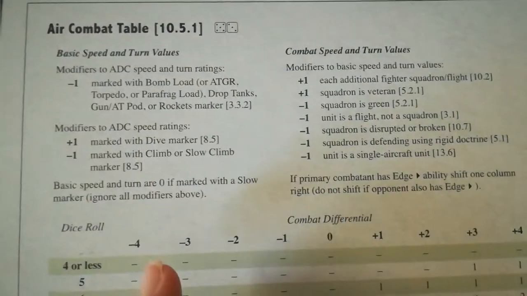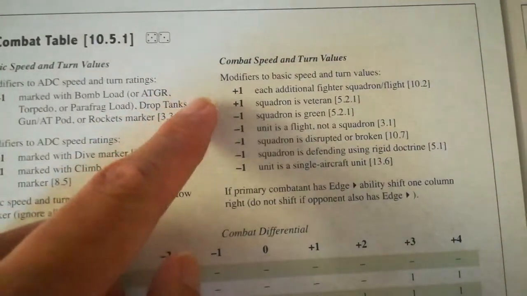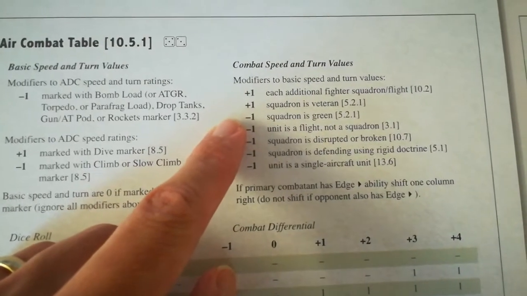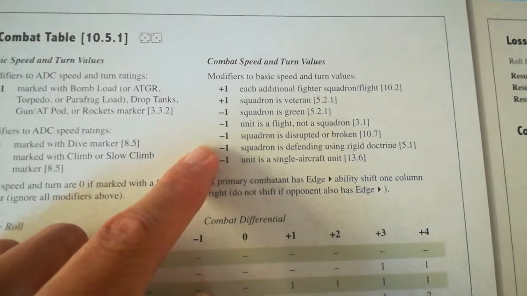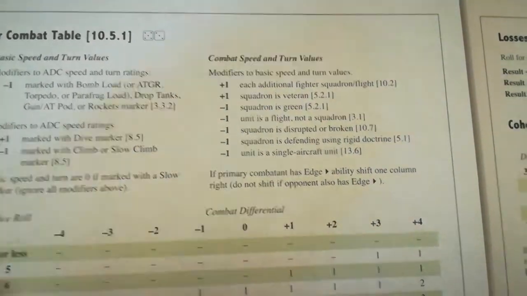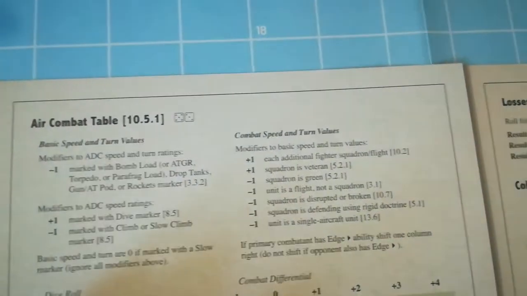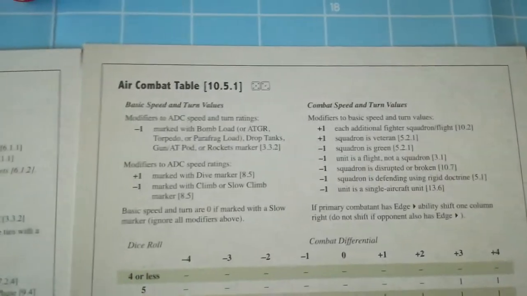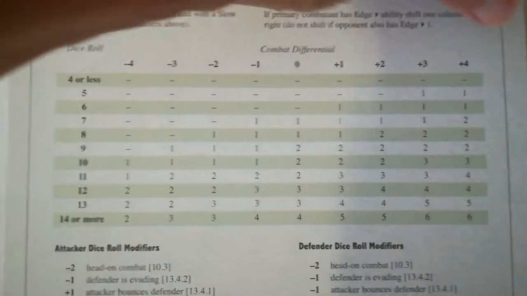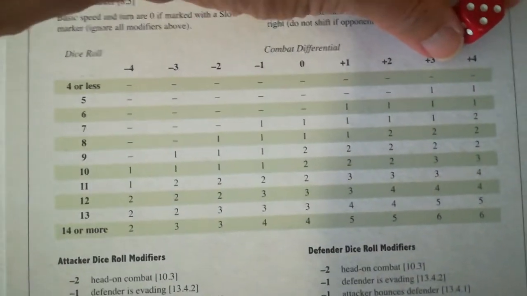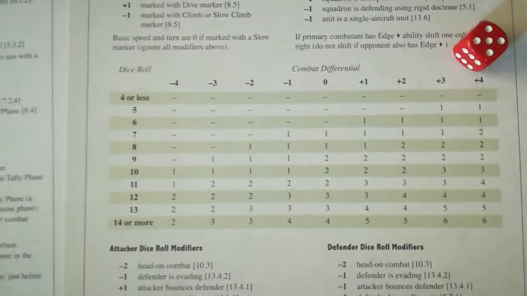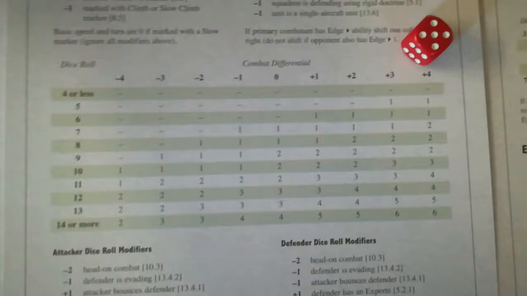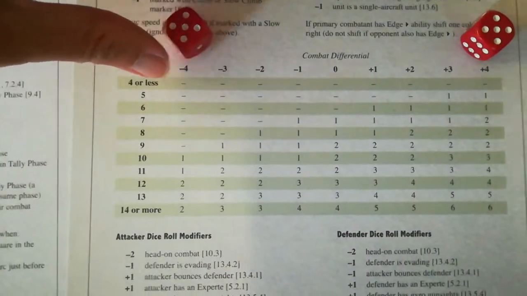The Russians start with a base of 3. Their squadron is green, so it's reduced to 2. And they are defending using rigid doctrine, so it's reduced further to 1. So 6 minus 1, ouch, is 5 in favour of the Germans. You can't go any better than a plus 4 in the combat exchange table, so I'm just going to leave that quarter-turned dice to mark the Germans. I'm afraid the poor Russians are going to roll on that side of the table.